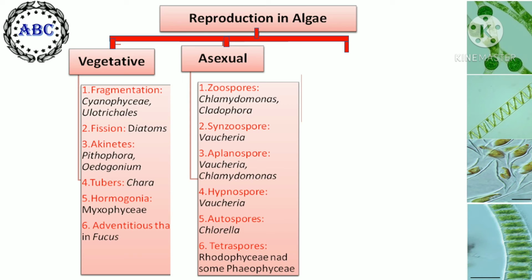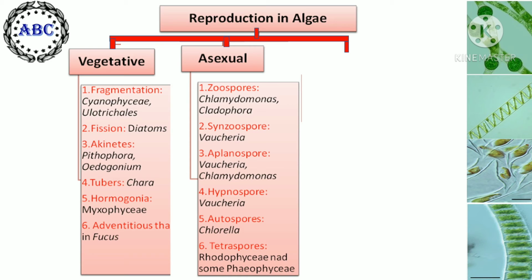Next one, autospores. The autospores are aplanospores-like structures, but these are similar to the parent cell. In Chlorella and Scenedesmus, autospores acquire all characteristics of plant cell before they discharge from sporangium.